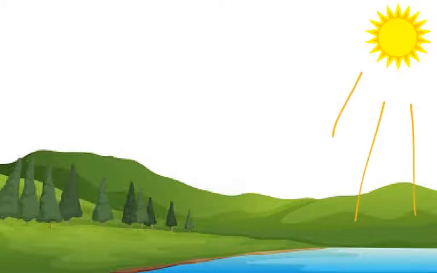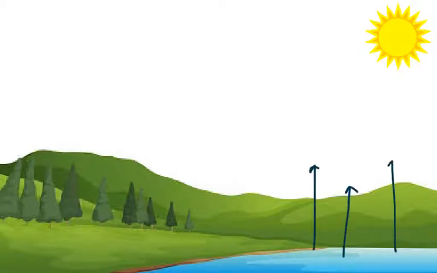So the sun's rays are coming down towards the earth, and they're going to start heating up the water. Now, since the sun has heated up the water and the water is now hotter, it becomes water vapor, which is a gas. And that water vapor is going to go up into the air. So the water is turned into a gas and is rising up. This process is called evaporation.